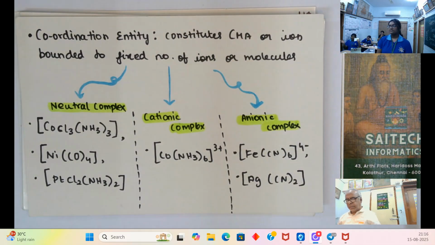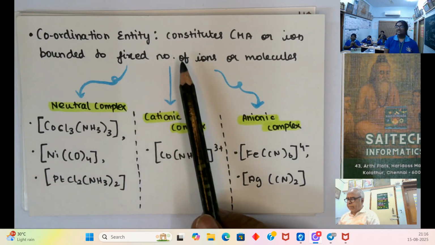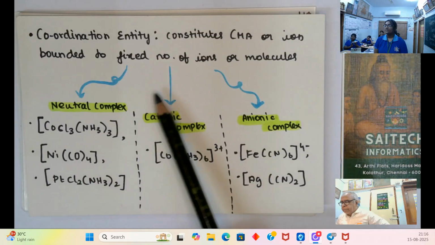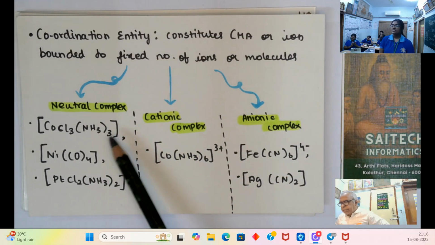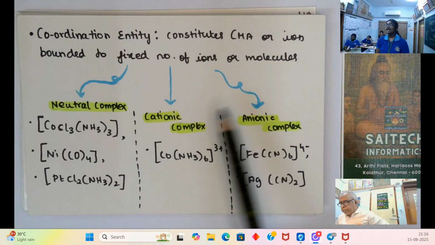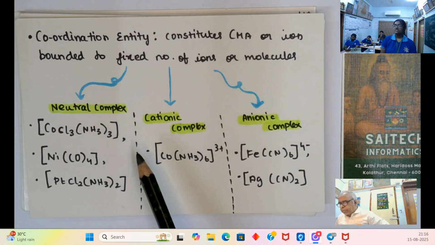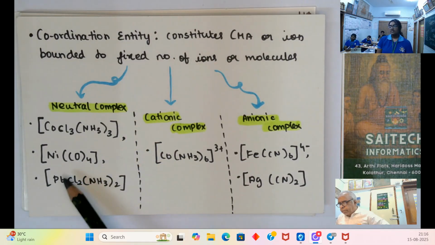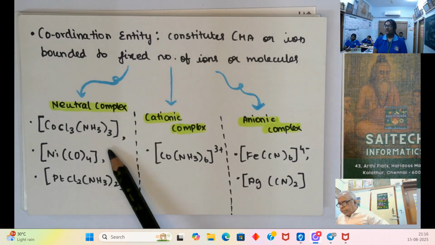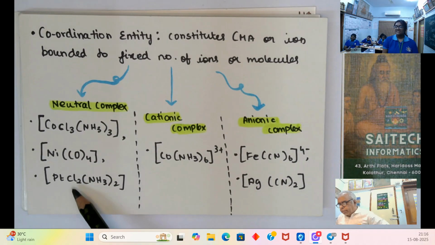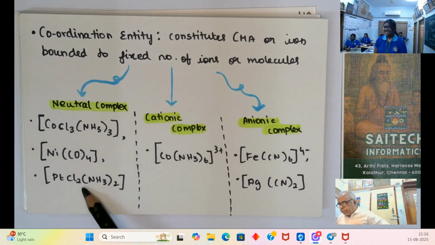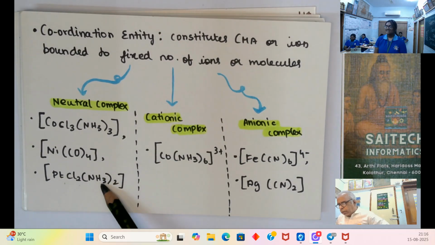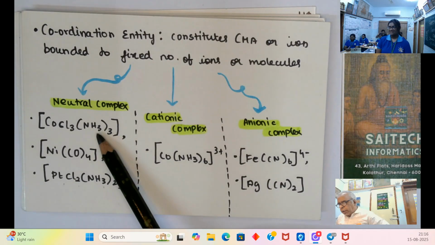Important applications. First, the coordination entity constitutes a central metal atom or ion bound to a fixed number of ions or molecules. It has three types: neutral complex, cationic complex, and anionic complex. As you can see, the first one is cobalt chloride with NH3 three times, and nickel carbonyl with CO four times, and palladium chloride, and platinum fluorine chloride with NH3 twice. Can you name this compound?